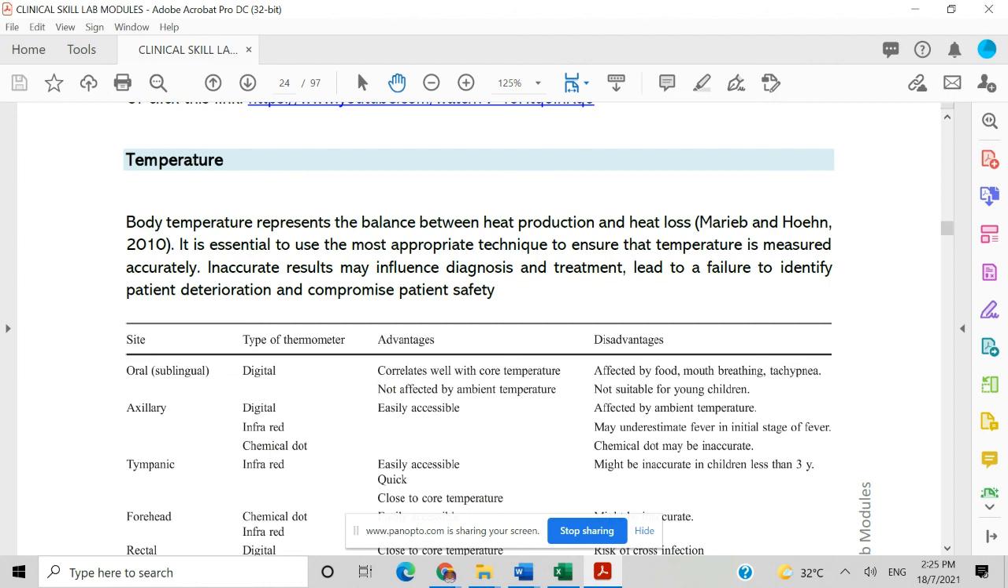Okay, so that's my briefing for CSL number 2. Know the indications. When we see you in the lab, we will probably do more of the psychomotor part, which is the practical part of the subject. I hope you understand the story behind the vital signs for dentistry.